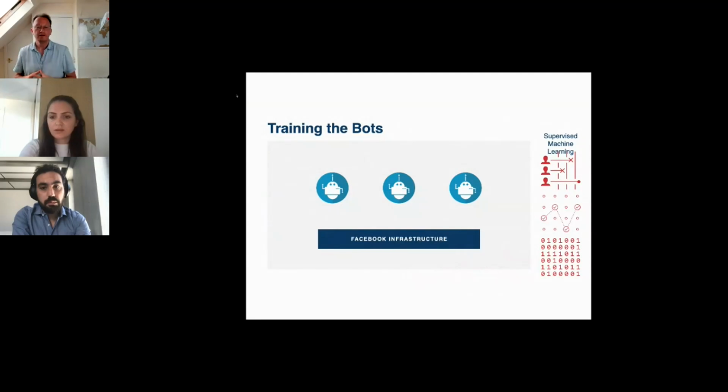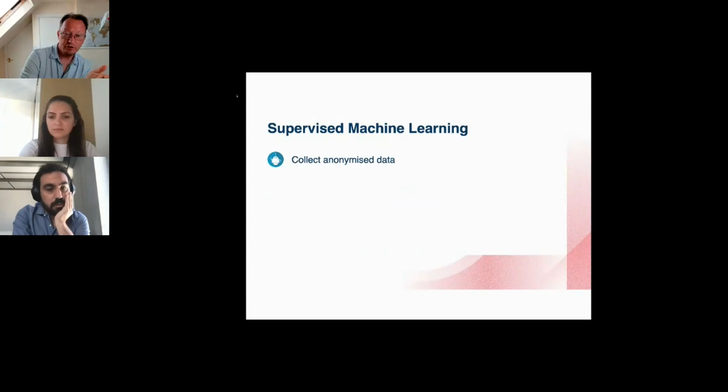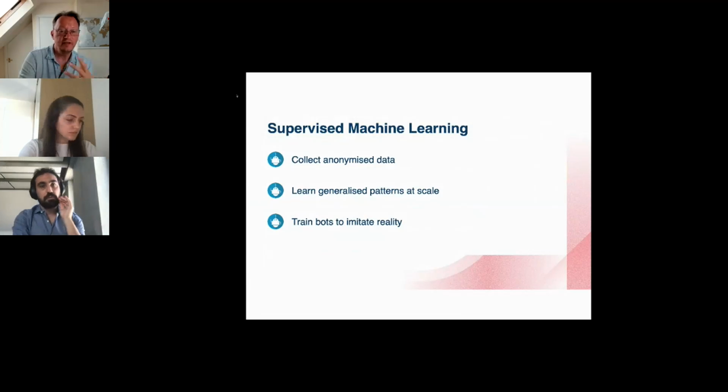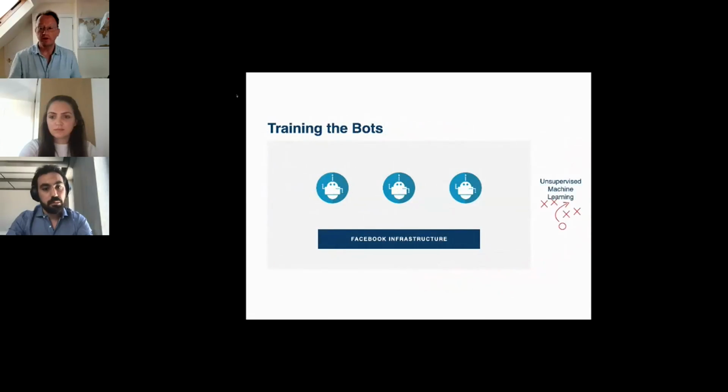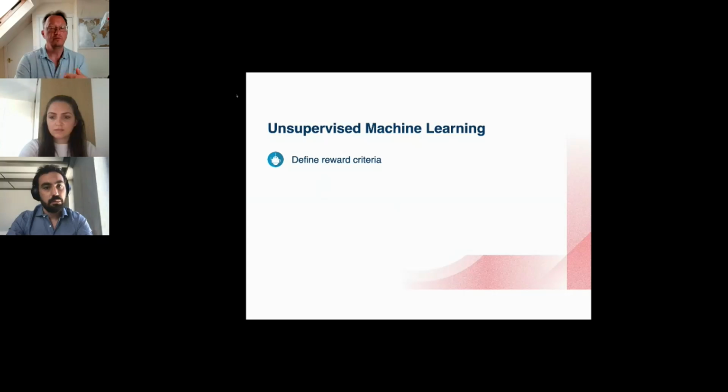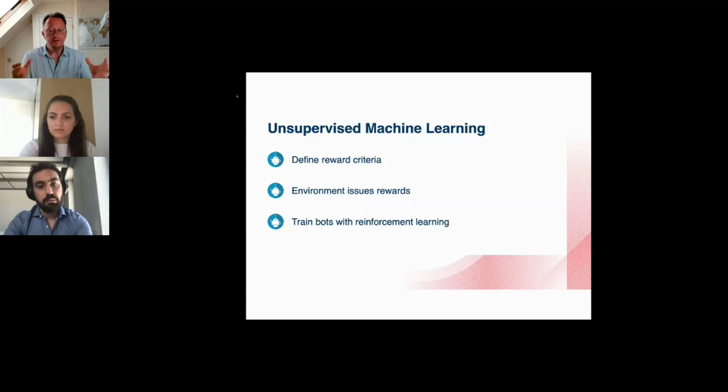But we also use supervised machine learning techniques, in particular imitation learning techniques, where we take existing data. So we collect anonymized data, we learn generalized patterns from that, and then we use that to train our bots to imitate reality. So this is a kind of imitation learning. It's non-counterfactual in the sense that we're imitating what we've seen before happen on our platform. But we also use unsupervised techniques. We've experimented, for example, with using reward criteria and then having the environment issue rewards and using this as a way to train bots using reinforcement learning. So we have a whole collection of different tools for training bots to essentially simulate real user behavior.